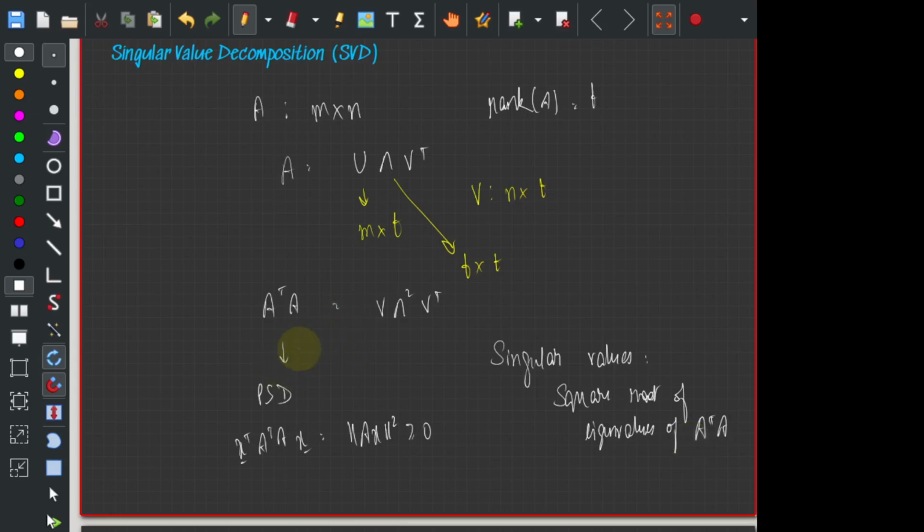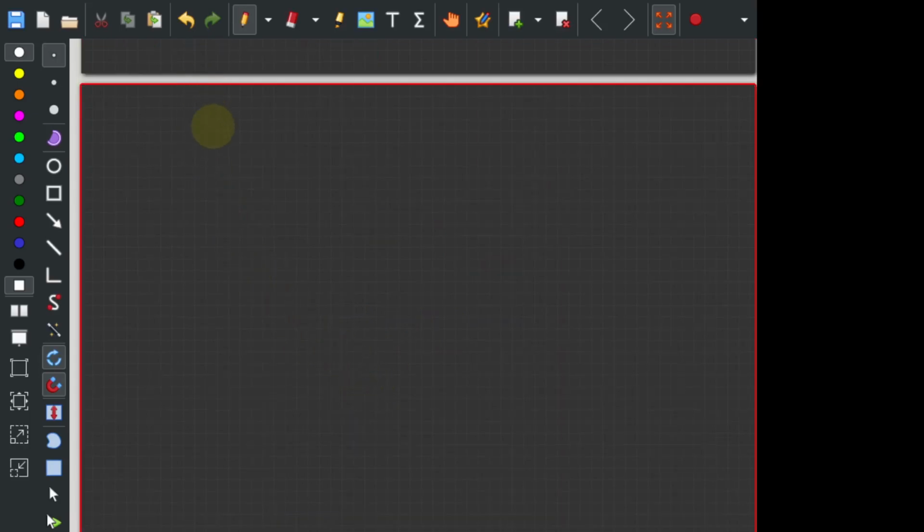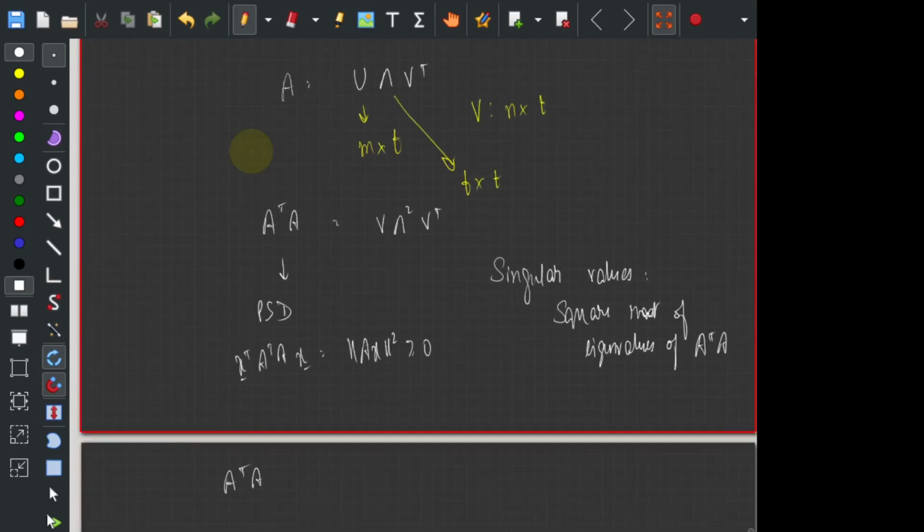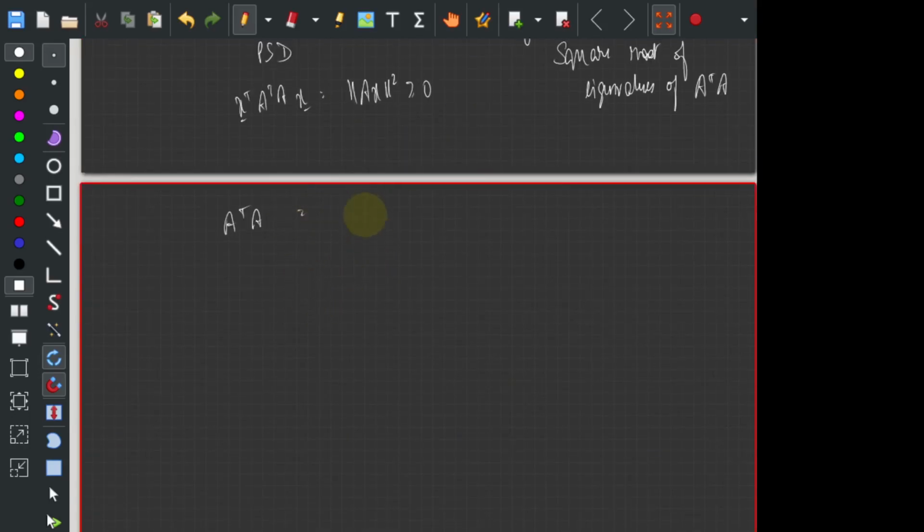So A transpose A, but what is U? U is orthogonal, right? So, okay, let's write down A transpose A. All right, so now I'm sort of going back and forth over here. Suppose that A can be written as U lambda V transpose. Then what is A transpose A going to be equal to? It is U lambda V transpose transposed times U lambda V transpose, which is just V lambda U transpose U lambda V transpose, but U transpose U is identity. So this is V lambda square V transpose.